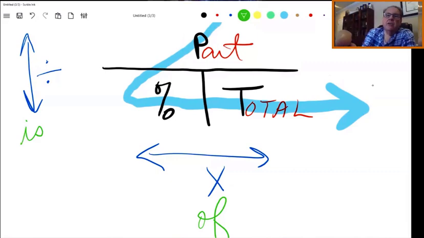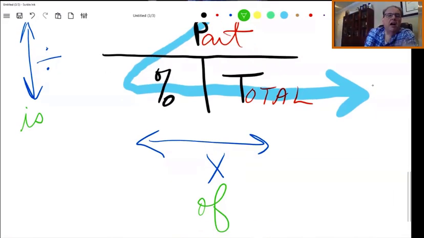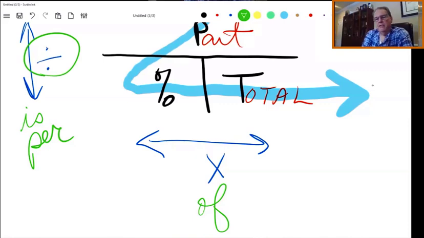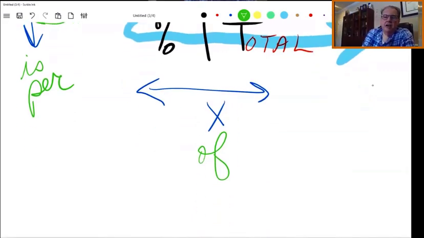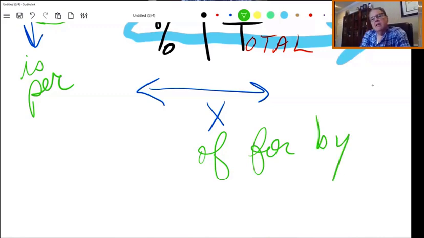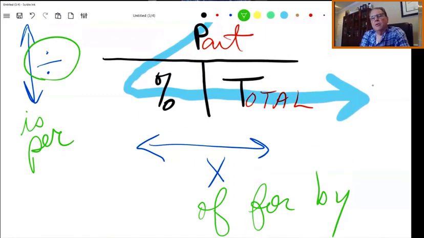But before we go any further, other words that might give you a tip-off as to whether you're multiplying or dividing, if you see is or if you see the word per, very likely you have to divide. If you see of, for, or by, probably you're going to wind up multiplying.